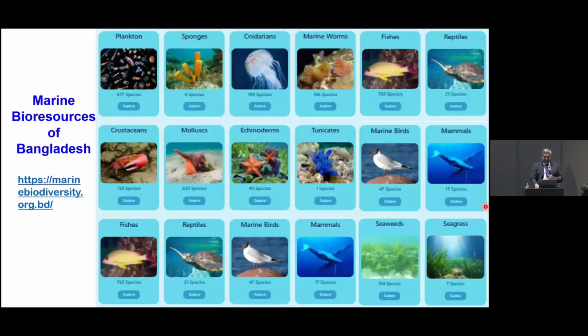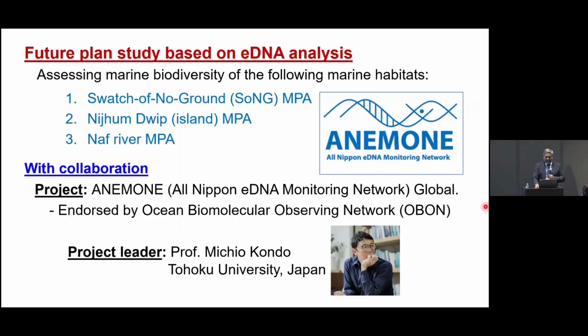So I am almost finished. These are the different pages of the website, different taxa. If you click here and go inside and see page to page, there is some basic data: the Bengali name, common name, scientific name, classification, the characteristics, and some fish-related information. And that is the ANEMONE.